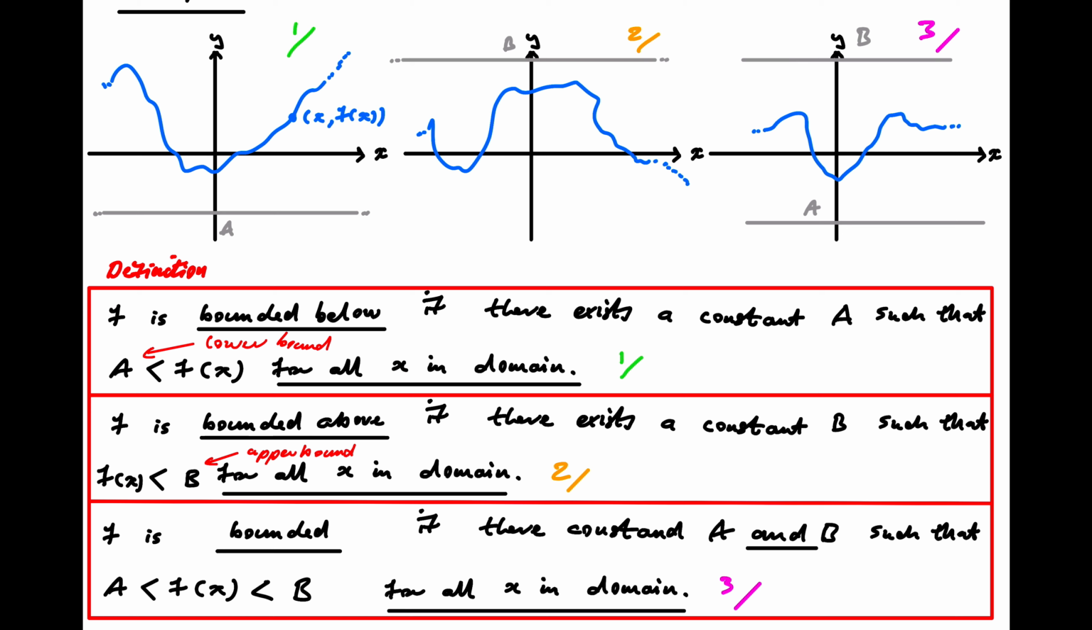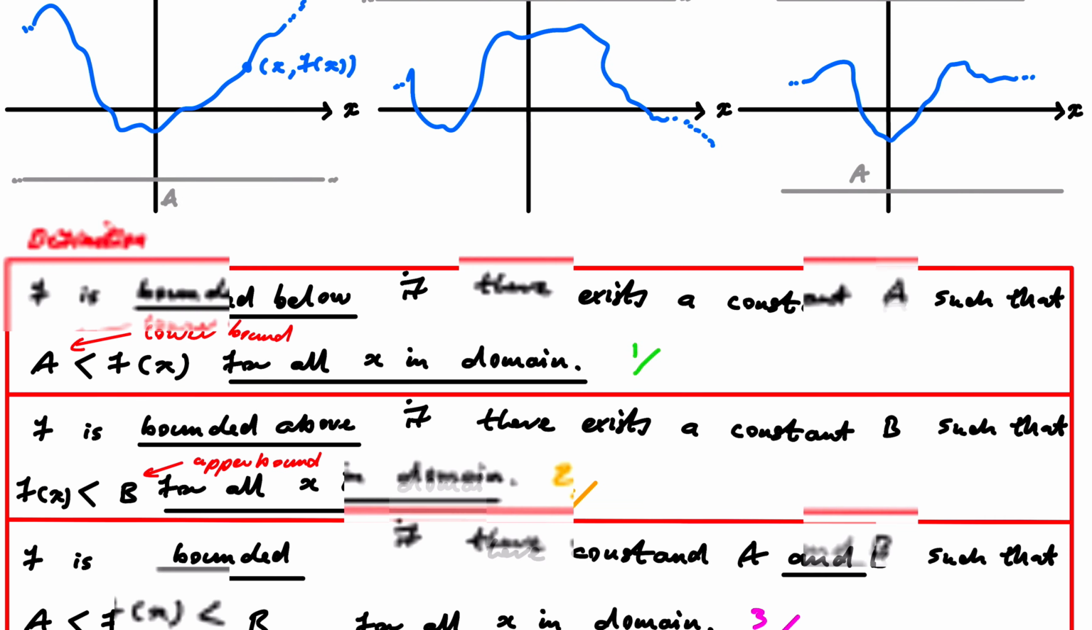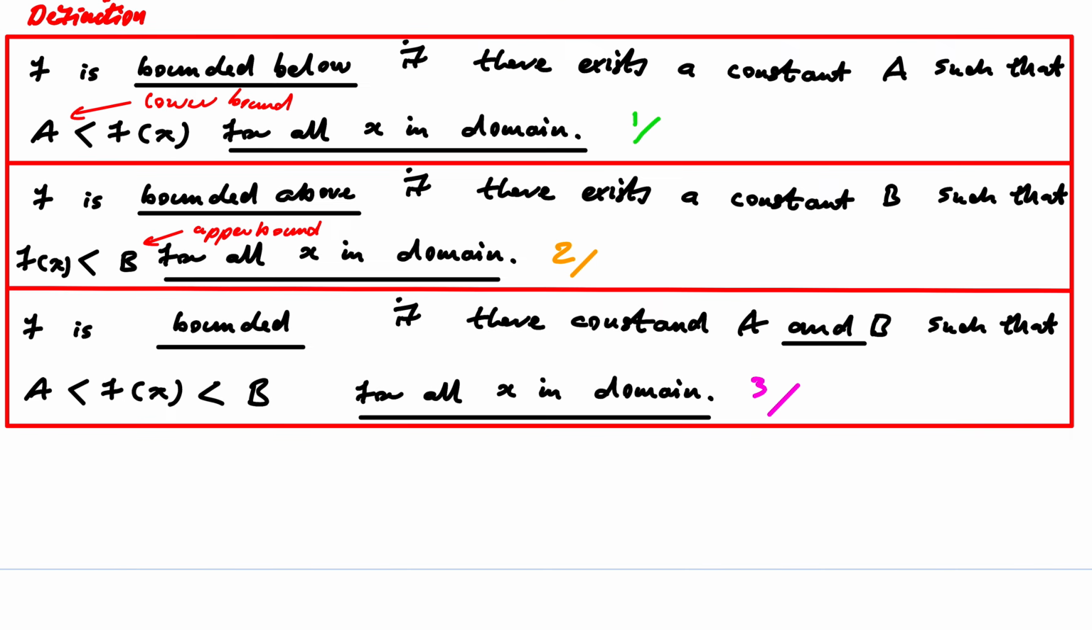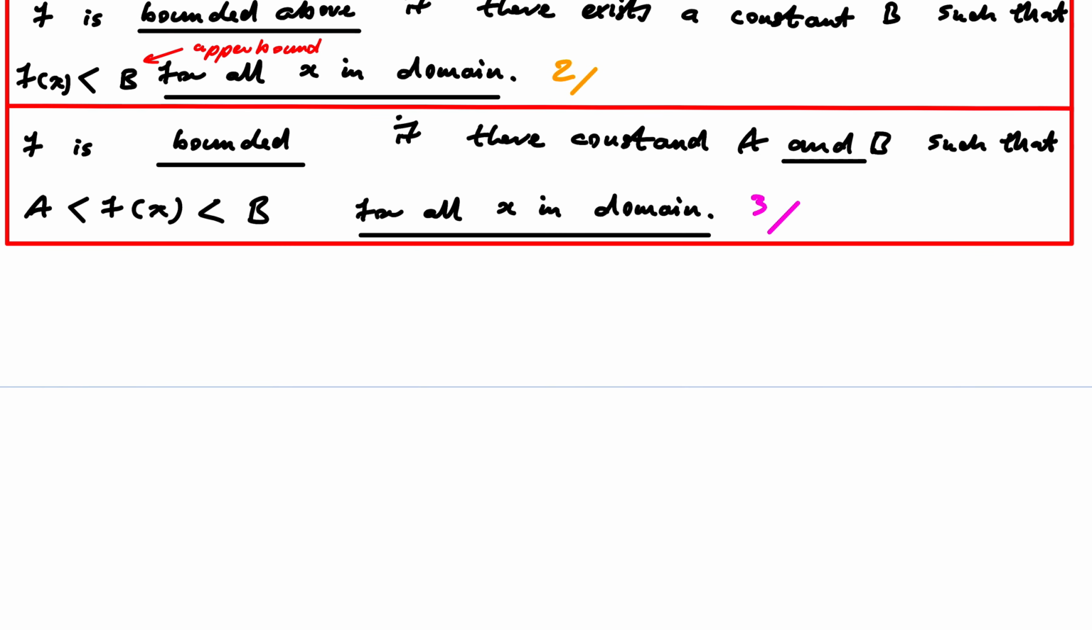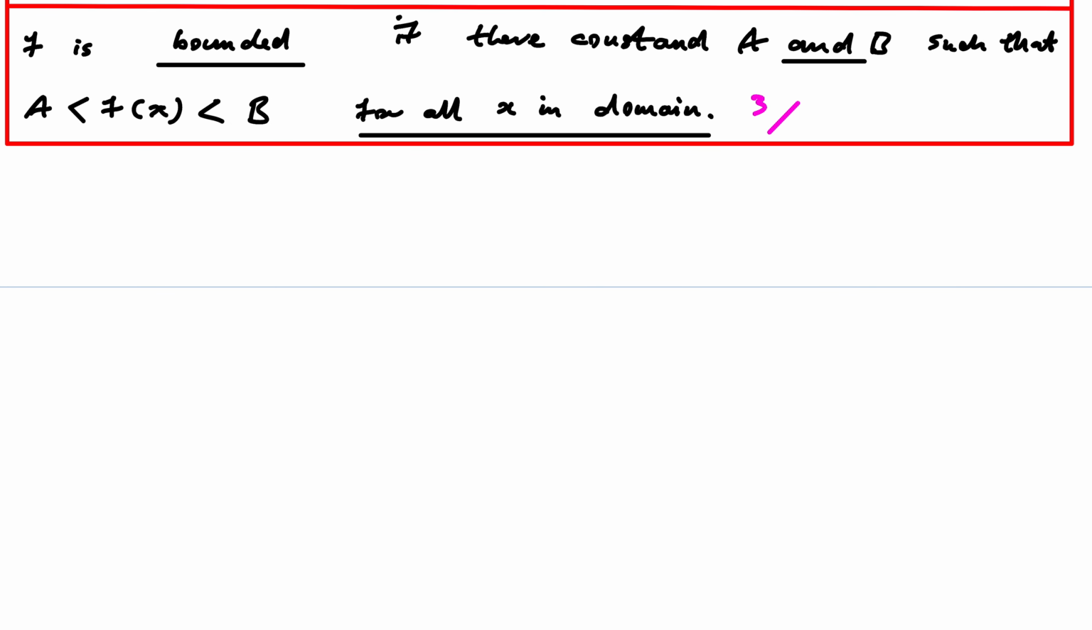Right, so a nice way to view this, an important way to think about this, is in terms of absolute values, especially being bounded. So let's have a think about how to reinterpret the bounded property in terms of absolute values.